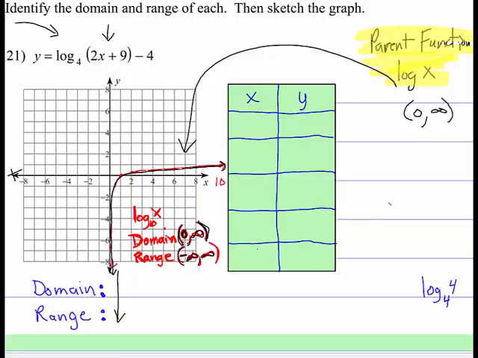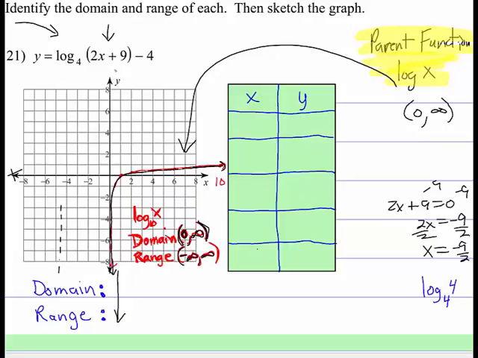Well, you could do this. You could set 2x plus 9 equal to 0, subtract 9 from both sides, which gives you 2x equal to negative 9, then divide both sides by 2. x is equal to negative 9/2, right? So we know that this whole graph is going to be shifted to the left 9/2. The new graph is going to be really close to negative 9/2, but never touch it, right?